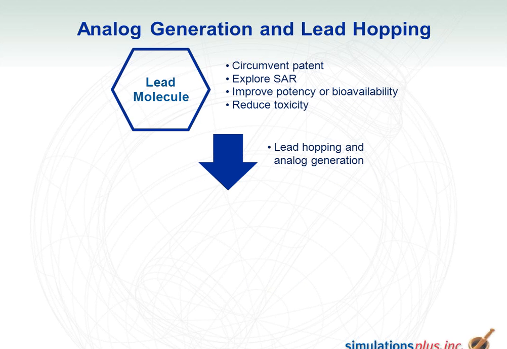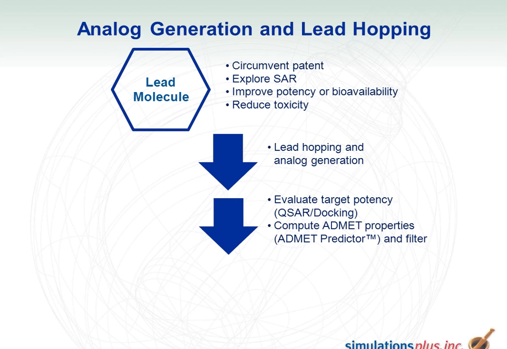This webinar is focused on lead hopping and analog generation. Once you've generated these molecules, we recommend reevaluating target potency either via a QSAR model or docking or both. We also recommend computing ADMET properties, and of course we have a nice program, ADMET Predictor, for computing various ADMET properties, and then filtering your list of potential candidates to get down to the synthetic candidates that you'd hand over to the synthetic chemist.